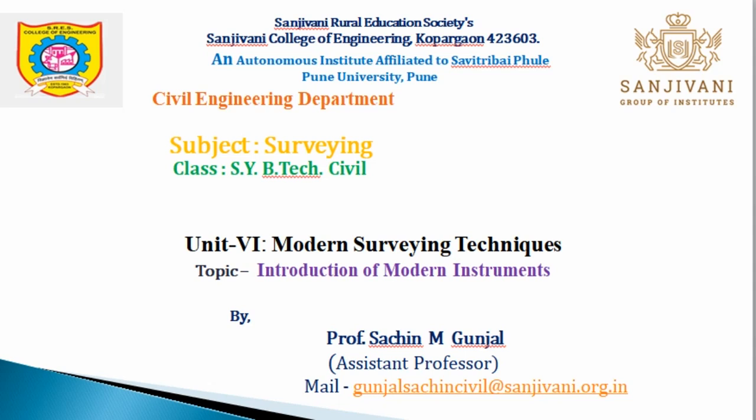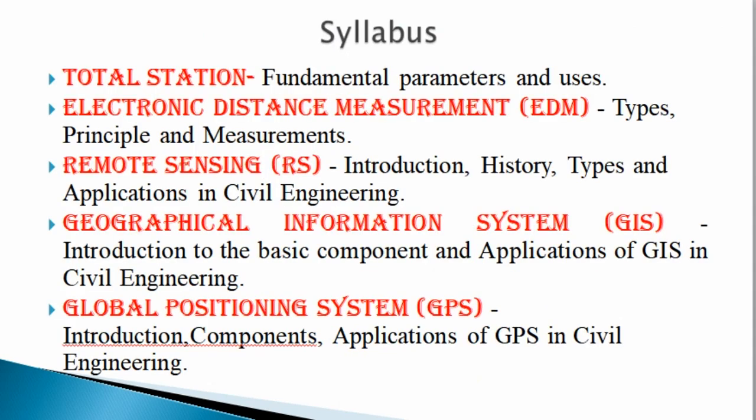Today we learn the topic Unit number 6, modern surveying techniques, in that, introduction of modern instruments. As per the syllabus, we know the different instruments: first is the total station, second is the electronic distance measurement, third is remote sensing, fourth is the geographical information system, fifth is the global positioning system, that is GPS. So, one by one we learn about these instruments.